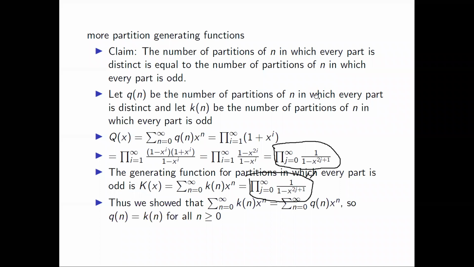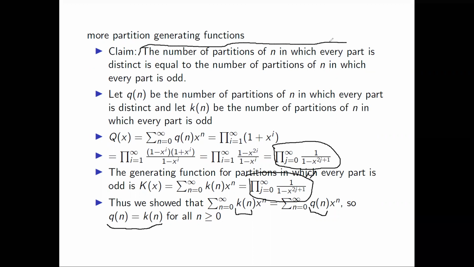And that means that we showed that the generating function for k of n is the exact same as the generating function for q of n. In other words, the sum n equals 0 to infinity of k of n times x to the n is equal to the sum n equals 0 to infinity of q of n times x to the n. That means that q of n has to equal k of n for all values of n, including 0. So we just proved the claim. That's how we proved it.